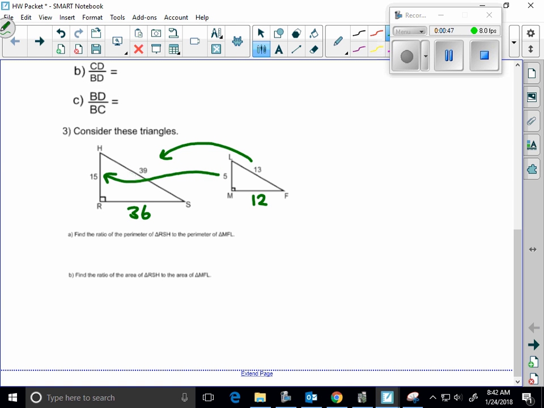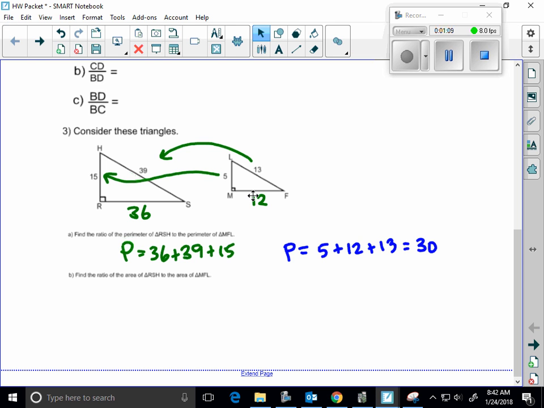So the perimeter of RSH is the larger triangle. That would be 36 plus 39. Somebody with a calculator, will you do this for me? Plus 15. Somebody come up with that perimeter. Perimeter of the smaller triangle would be 5 plus 12 plus 13. I can do that one on my own. That's 30. Did anybody figure out the perimeter of the larger triangle for me, please? 90. Okay, cool.